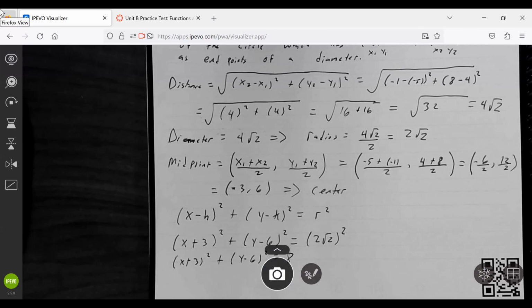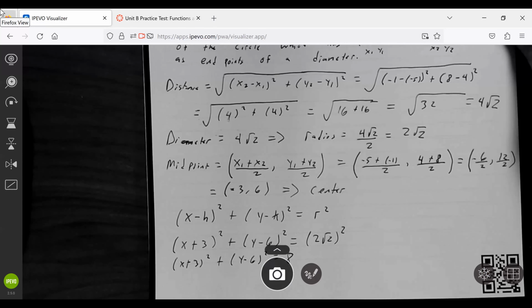Okay. Any questions on number 8? I wanted to add more details, but I ran out of space, but it makes sense, right? Or is it weird? Is it all right?